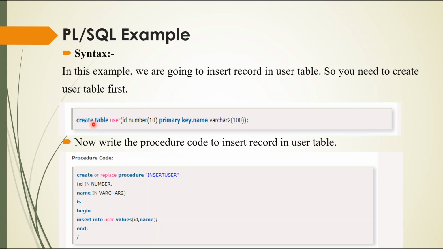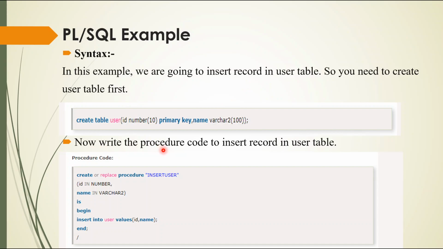Okay, so create table user, column name id, then we have to provide the data type. So id data type is number, in bracket we have to provide the size, and it is the primary key. After that we have to provide the second column, that is name. Its data type is varchar2 and size is 100. So this query will create the table named user. In the user table we have two columns, that is id and name. So id has data type number and name has data type varchar2. Okay, so our table is created.